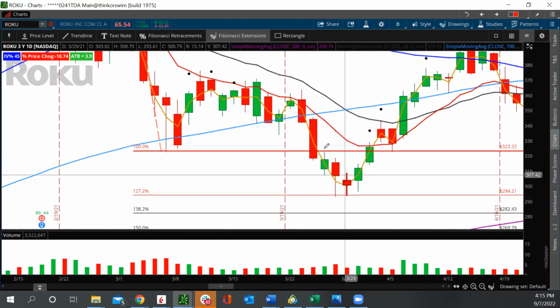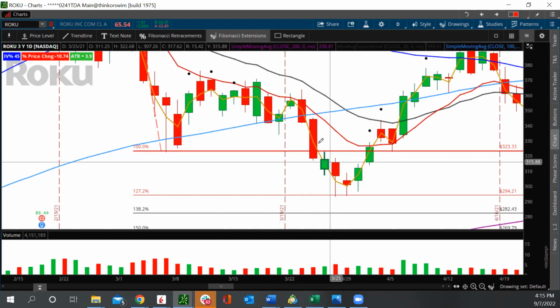Now, stop wise, right? I'm a huge fan, and those of you who have been with me in my mentorship groups know I love a two-bar trailing stop. Well, what does that mean for all of you who are not familiar with that?